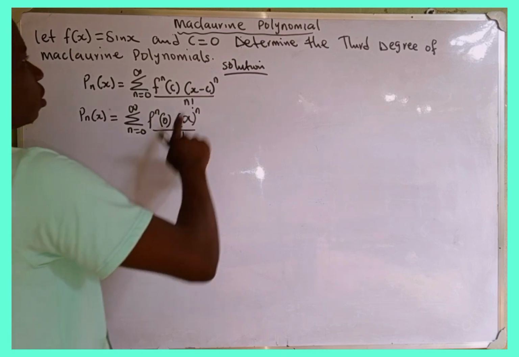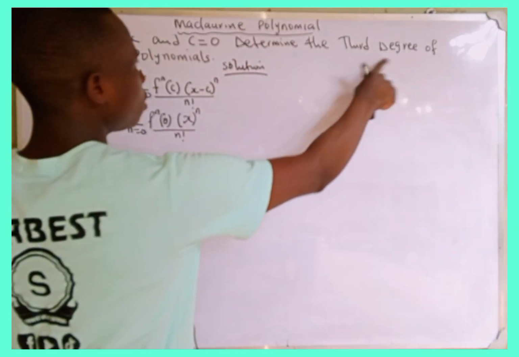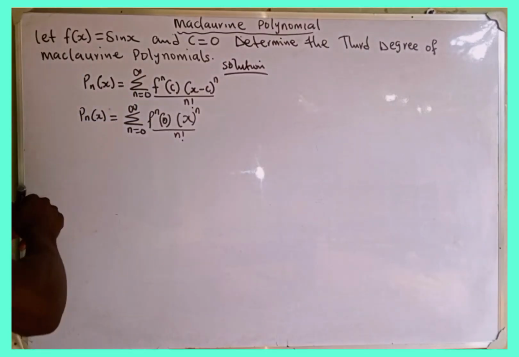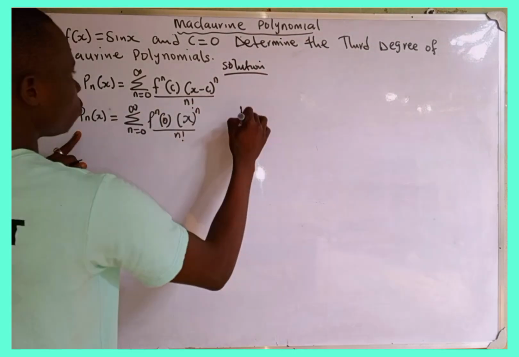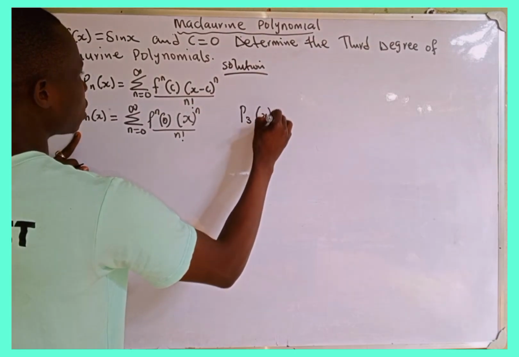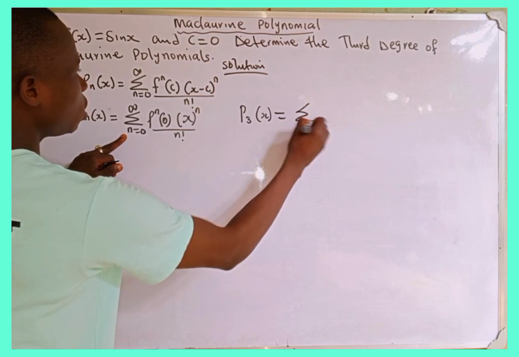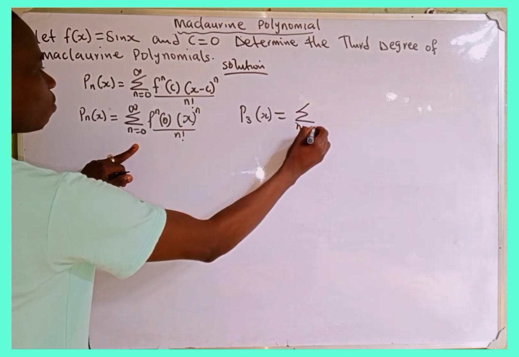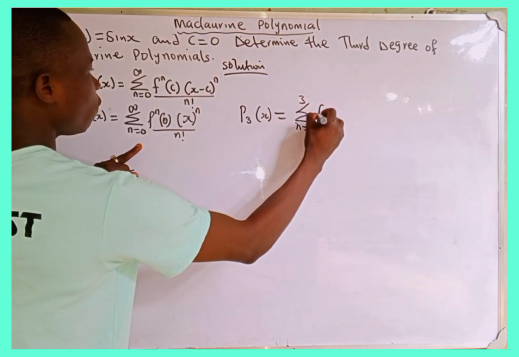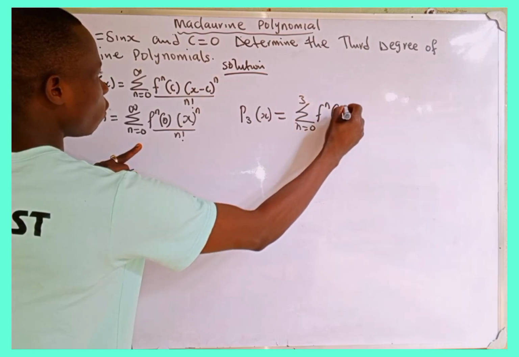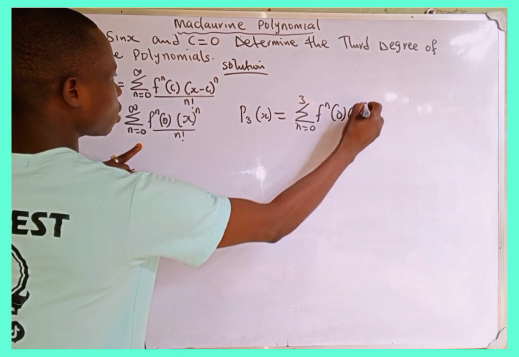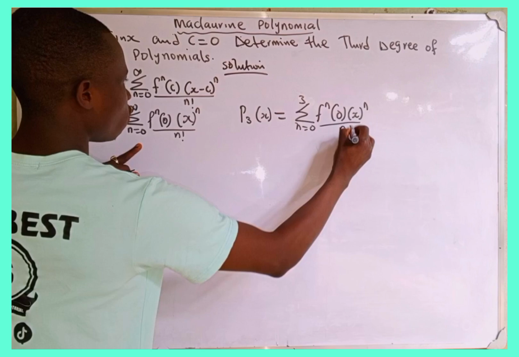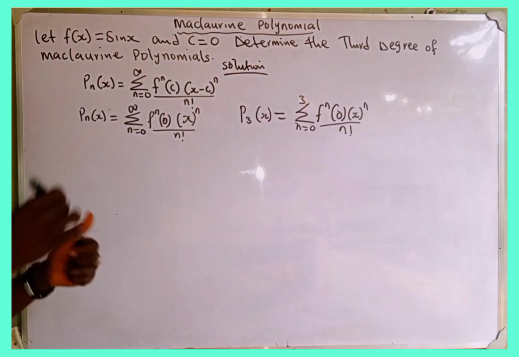From this question, we are asked to determine the third degree Maclaurin polynomial. So the new formula is going to be P subscript 3 of x, which is equal to the summation as n ranges from 0 to 3 of f to the n-th derivative of 0 multiplied by x raised to the power of n, all over n factorial. So this is the new formula.